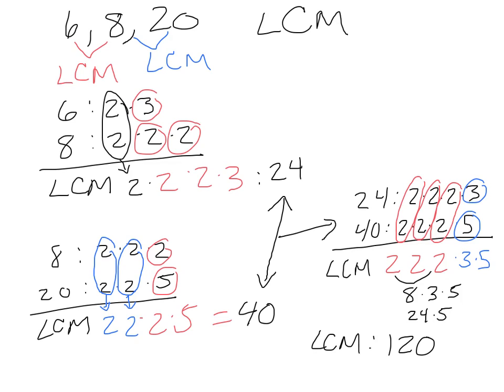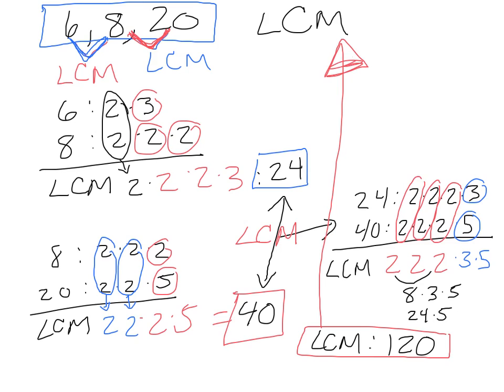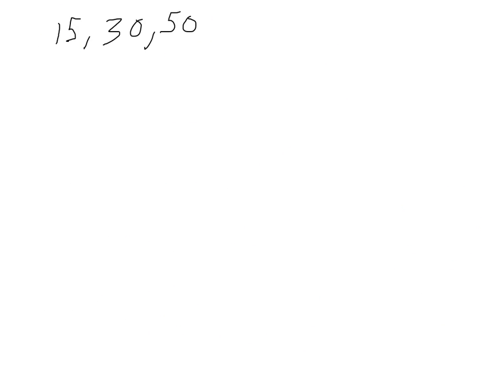Just to review the process here, to find the LCM between 6, 8, and 20, we know that we can find the LCM between two numbers. So we took a look at 6 and 8 first, found its LCM to be 24, and then we took a look at 8 and 20 separately, found its LCM, this 40, and then we need to find the LCM between 24 and 40, and we found it to be 120. So this 120 is the LCM for those three numbers. Hooray!